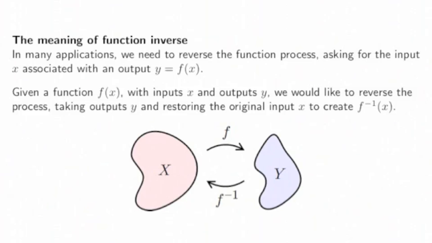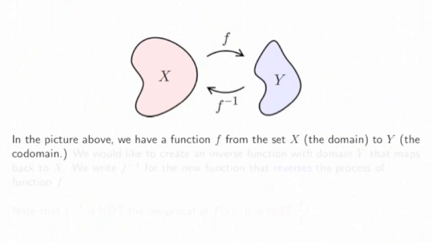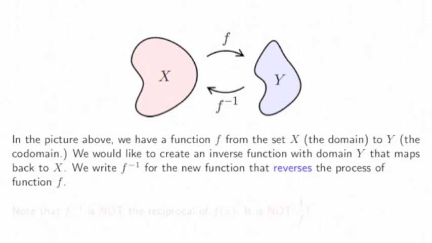Given a function f of x with inputs x from the left and outputs y on the right, we would like to reverse the process, taking outputs y on the right and restoring the original input x to create the inverse function. If f maps from capital X on the left to capital Y on the right, then f inverse would map from capital Y on the right to capital X on the left. In the picture above, we have a function f from x to y. We want to create an inverse function from y to x. We write f superscript minus 1 for the new function that reverses this process.